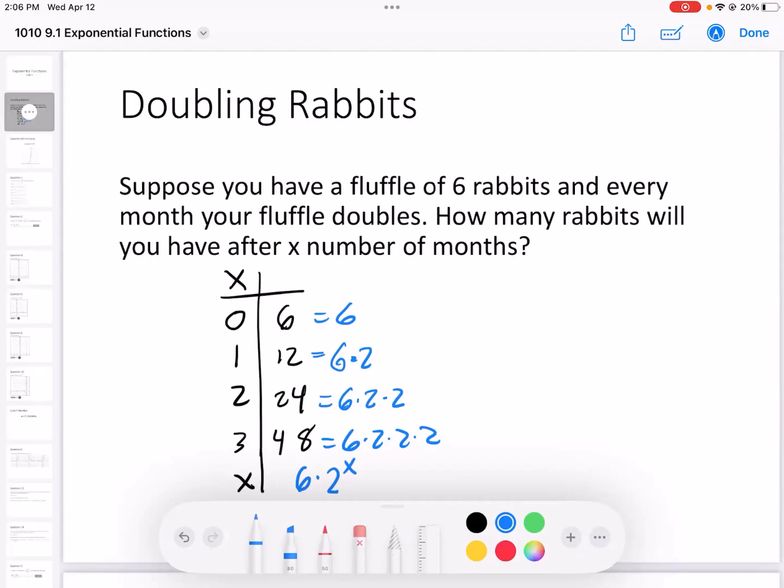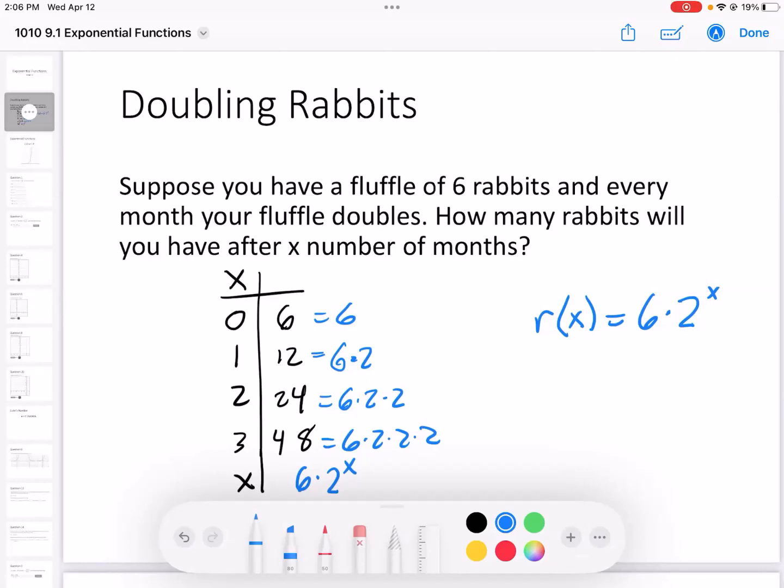We could write this in function notation by saying the number of rabbits, let's do R instead of F since we're talking about rabbits. So the number of rabbits after X months would equal 6 times 2 to the X power. An exponential function is basically one where you have a variable in your exponent. You may have stuff being added or multiplied in the exponent as well, or added to the end. So you can adjust exponential functions just like how we adjusted quadratic functions. But the basic idea is that an exponential function will have the variable in the exponent.